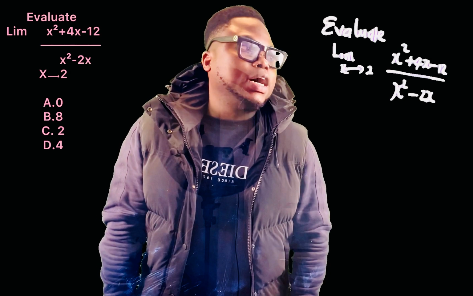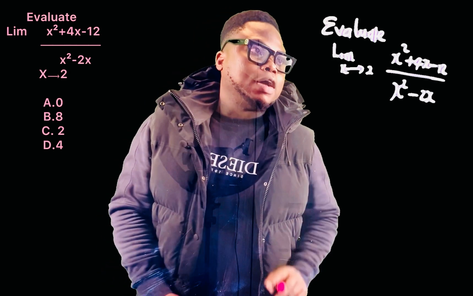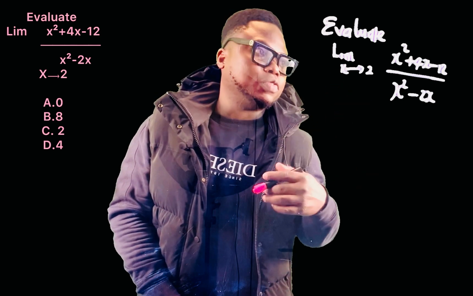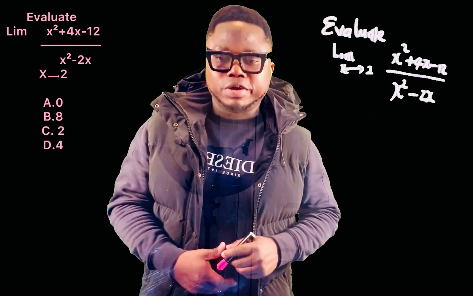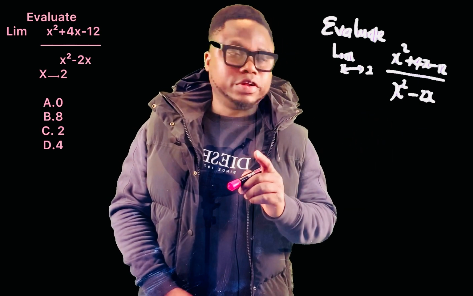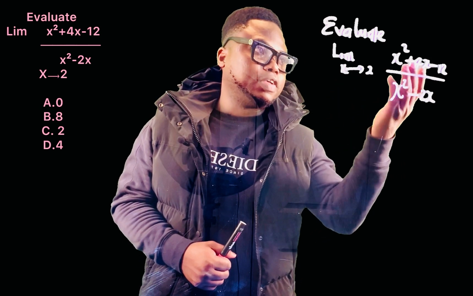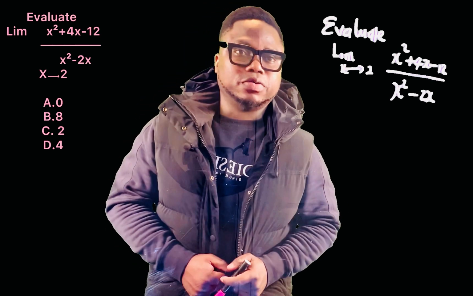Today I'm going to be looking at how to evaluate the limit of a function. So I have this question here. Evaluate the limit as x tends to 2 of (x squared plus 4x minus 12) divided by (x squared minus 2x). Now, the first thing I need to do is replace x with 2 to check if I'm going to get an indeterminate value.